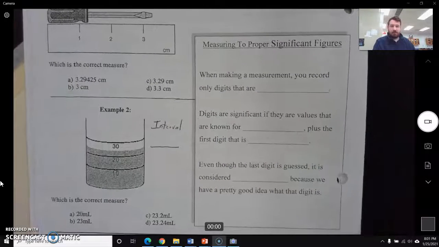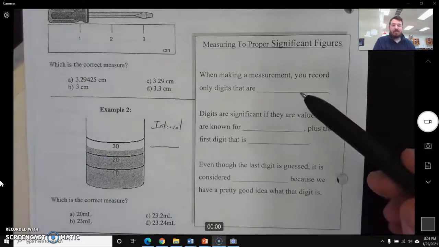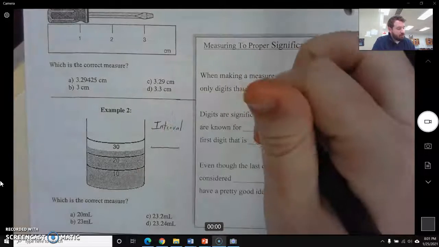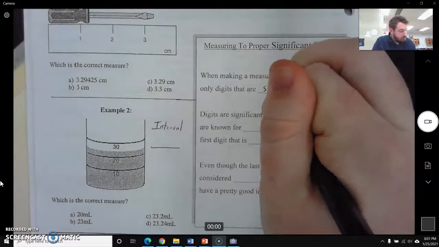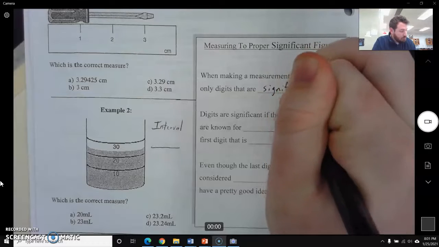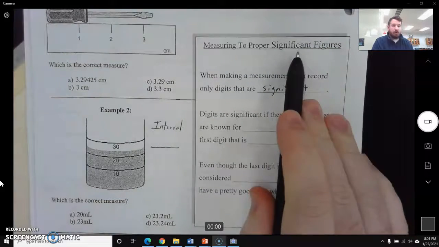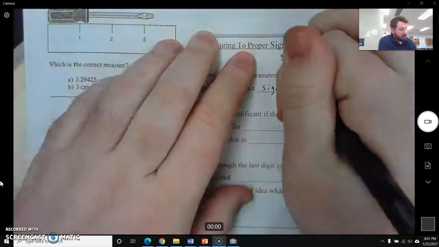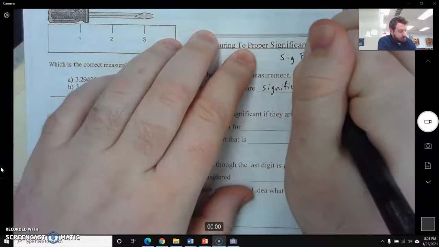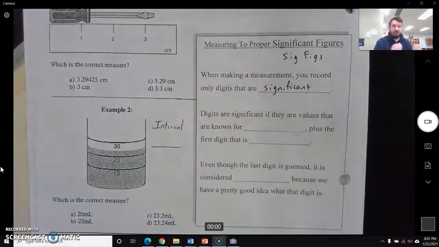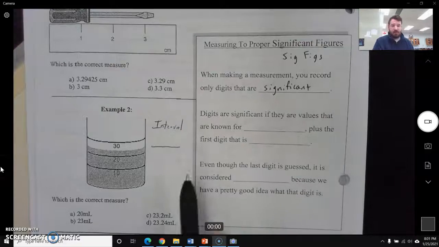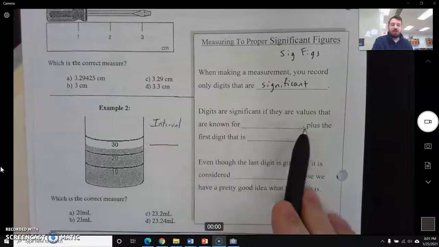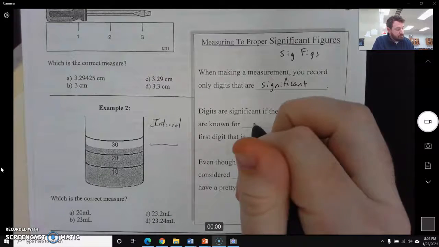All right, so good job. When making a measurement, you record only digits that are significant. That's why we call these significant figures. You might also see them called sig figs, because we are lazy and we like to abbreviate things. Digits are significant if they are values that are known for certain.